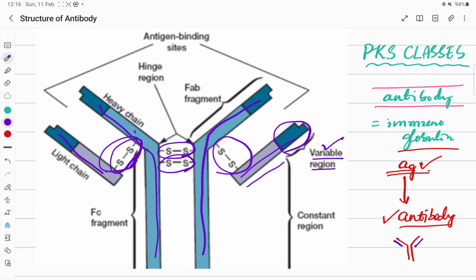Again, we can divide the antibody into 2 fragments. This fragment is the FAB fragment, and the other part, this part, is the FC fragment. Antigen binds to the FAB fragment, and the FC fragment is the part which mediates biological activity. For example, effector cells like macrophages have receptors for this FC fragment, and we call that the FC receptor, to which this binds.